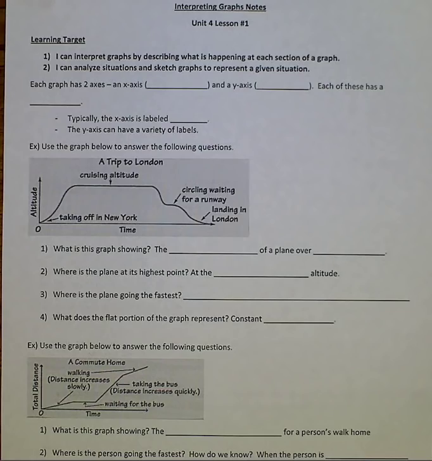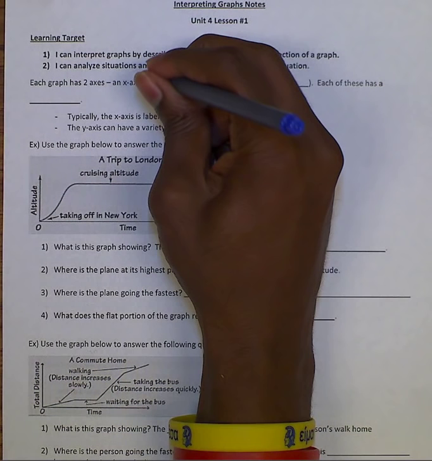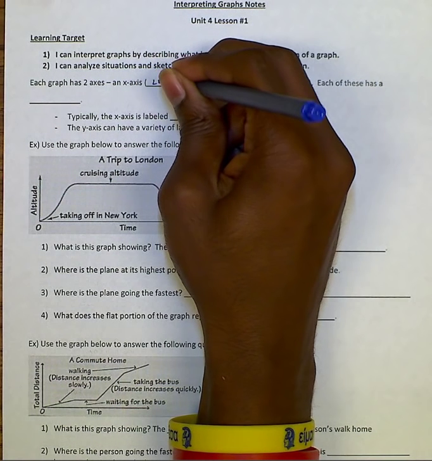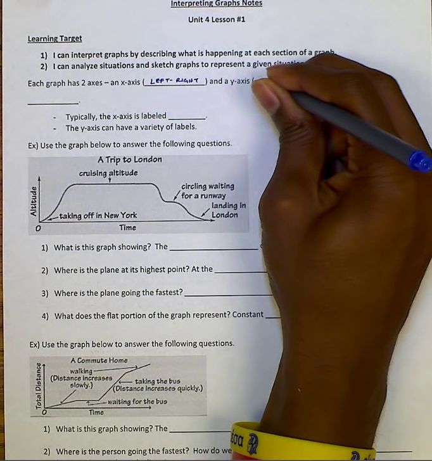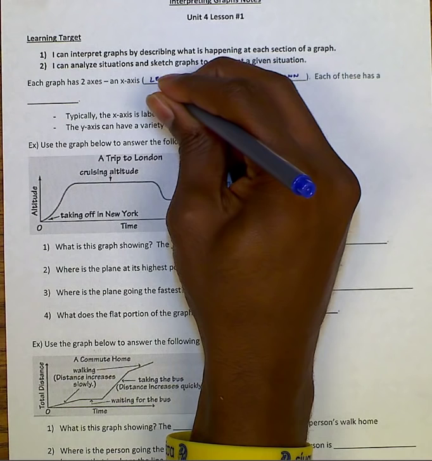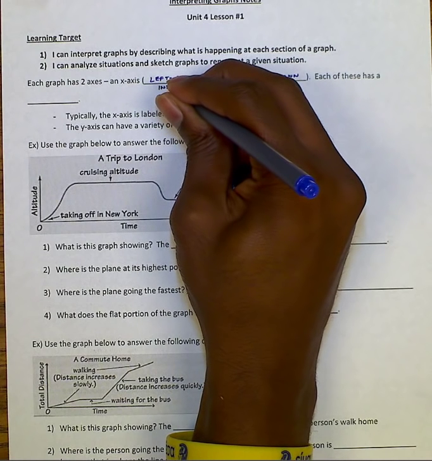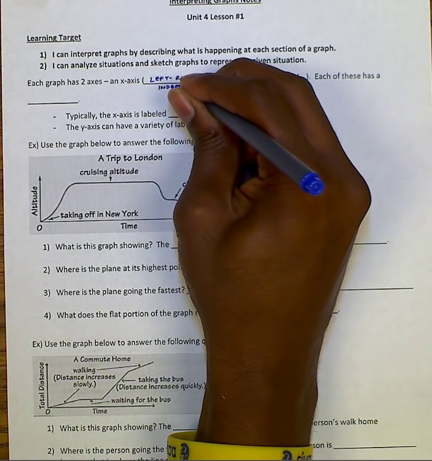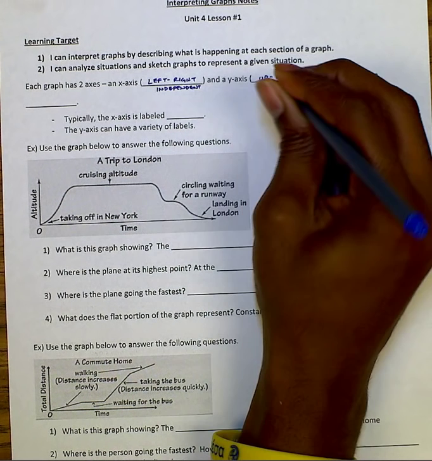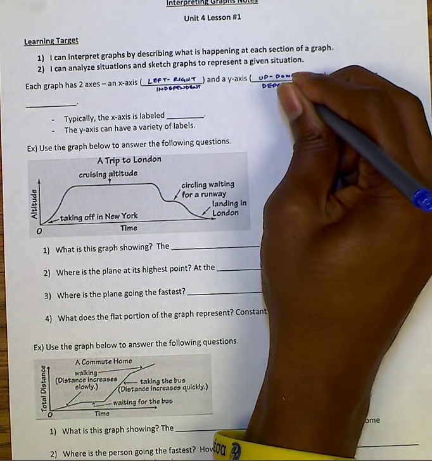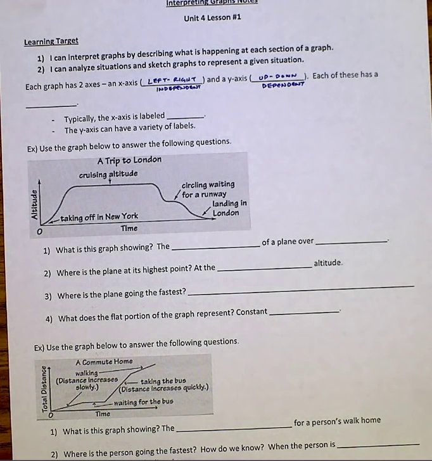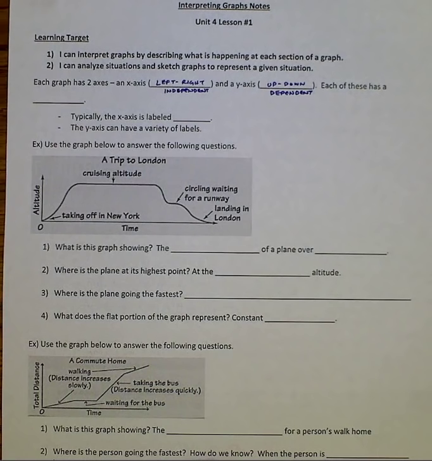Alright, so let's start with the graph. Each graph has two axes. An x-axis goes left to right, and then a y-axis which goes up and down. We can also say that the x-axis is the independent variable, and the y-axis is the dependent variable, just to throw that in here right now. Each of these has a label.